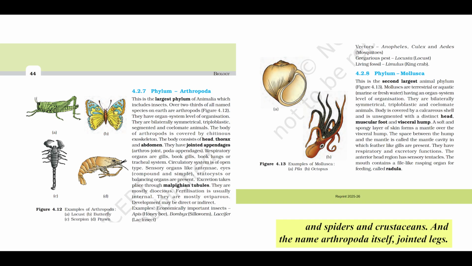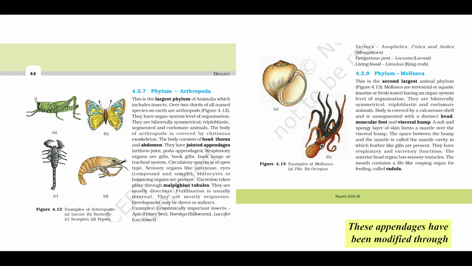And the name Arthropoda itself, jointed legs. Precisely. The very name Arthropoda means jointed appendages, from Greek arthros, joint, poda, foot appendage. This is perhaps their most distinctive feature. They possess paired, jointed limbs that are incredibly versatile.